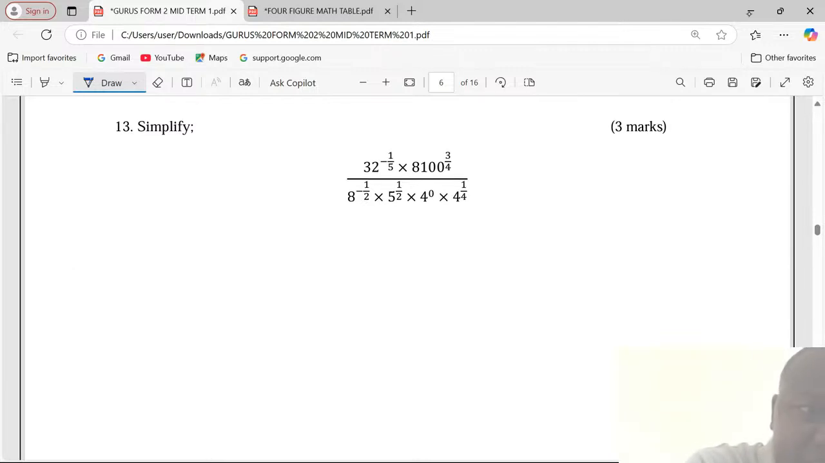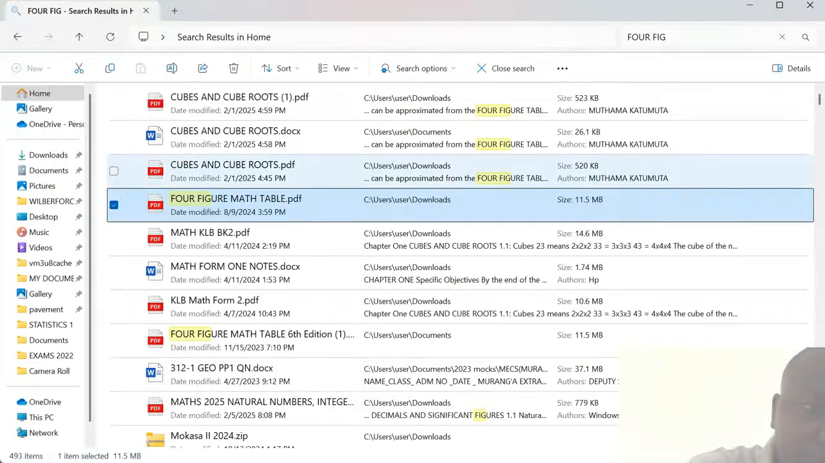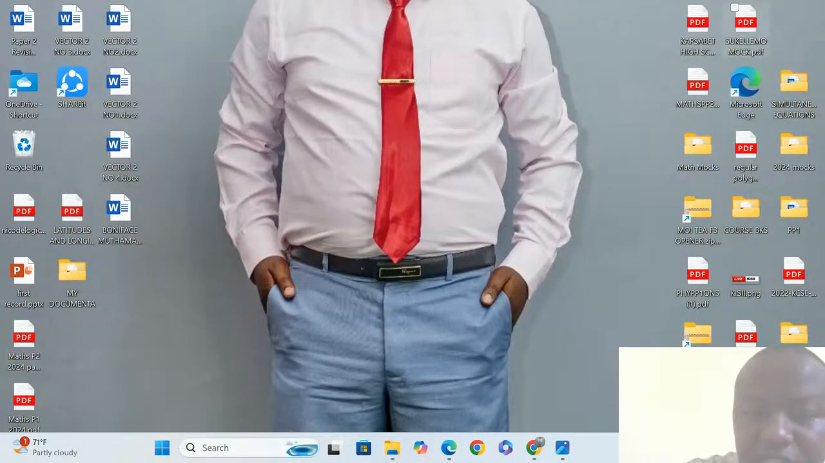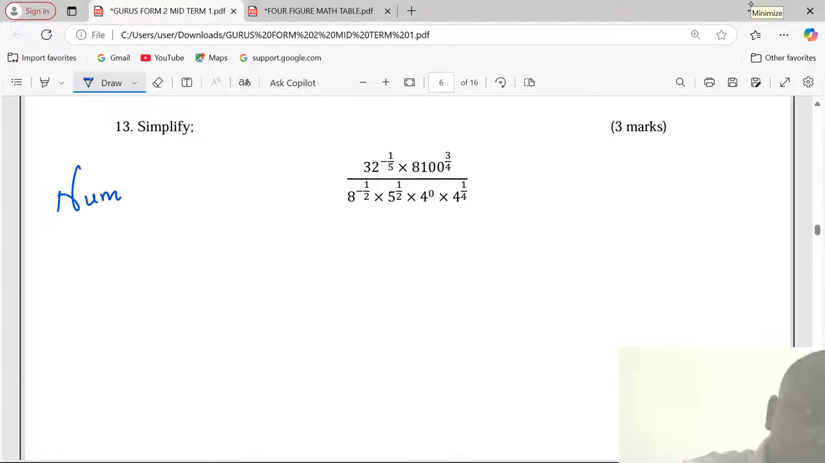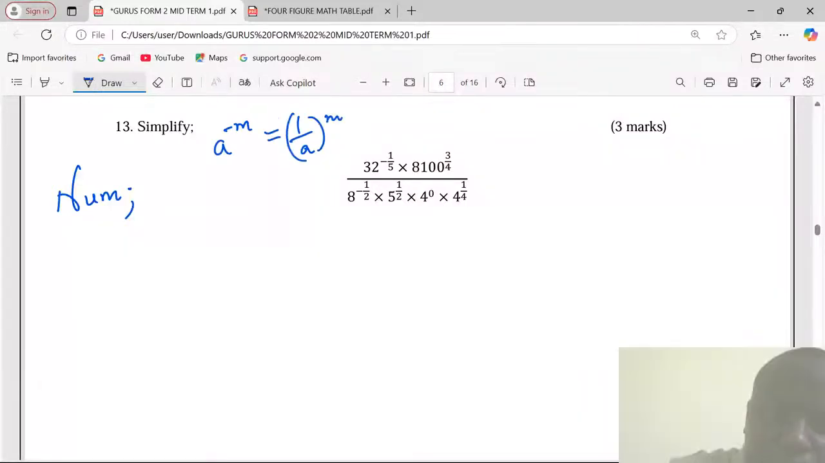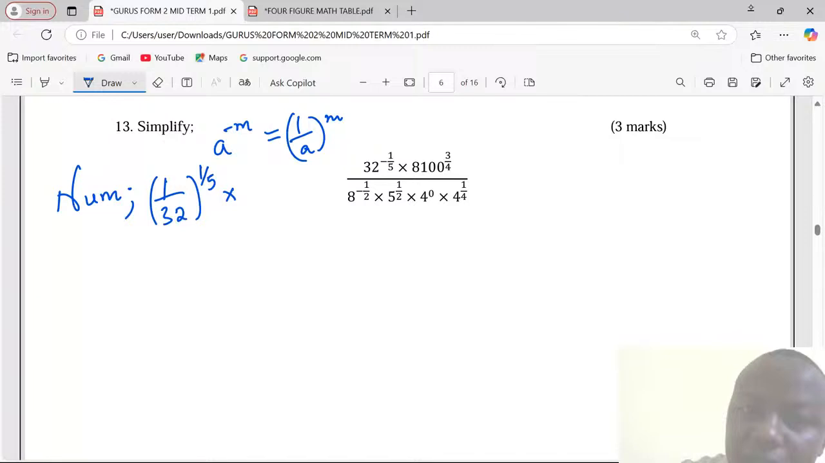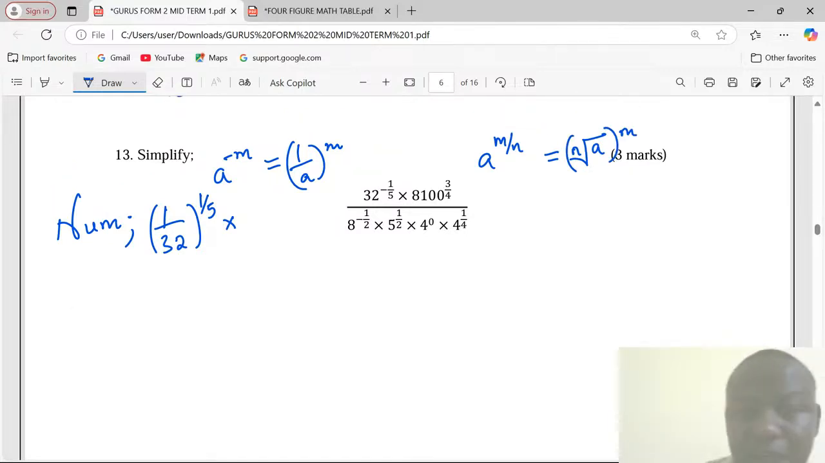Let me start by simplifying the numerator first. Therefore, I'm applying what we call the negative law of indices, the first term. Negative law of indices says if we have a negative index, then we have to take the reciprocal of a, and the power becomes positive. So instead of 32, I write 1 over 32. Then I will raise this one to power 1 over 5, multiplied by the fractional law of indices, which says when we have a power as a fraction m over n, I'm supposed to get the nth root of a, then I raise to power m.